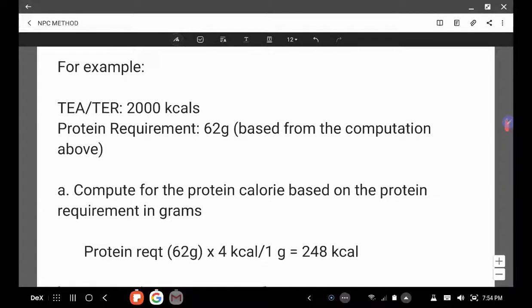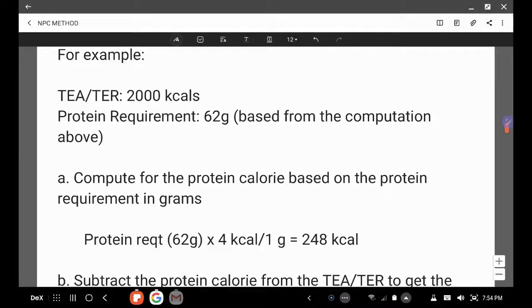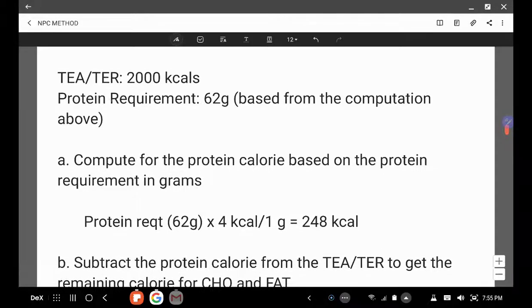For example, you have a total energy allowance or a total energy requirement, which is computed for 2,000 kilocalories. Your computed TEA or TER is 2,000 kilocalories, and the computed protein requirement is 62 grams. Now we can compute for the protein calorie based on this protein requirement, which we have computed above.